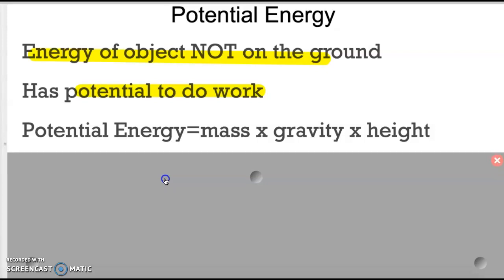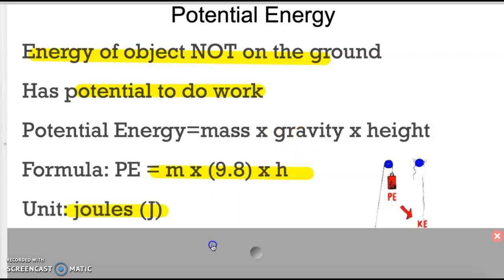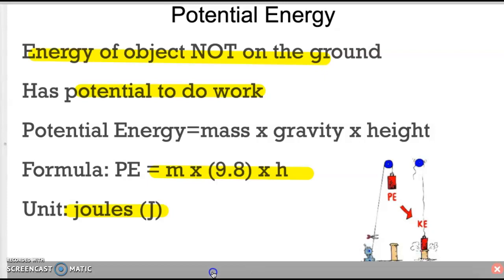And so we do have a mathematical formula for potential energy. It's mass times gravity times height. And there's your formula in letters. PE stands for potential energy, then mass, and then gravity. And gravity, we learned in the previous unit that it's 9.8. So you'd always put a 9.8 since we're dealing with Earth's gravitational pull, and then times the height of how high the object is from the ground. Again, the unit is joules, so it starts with the J.